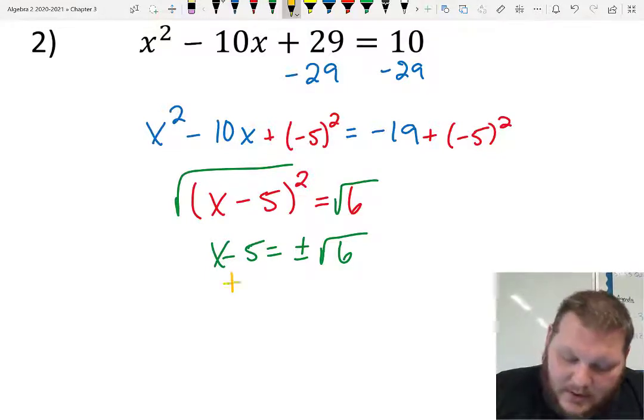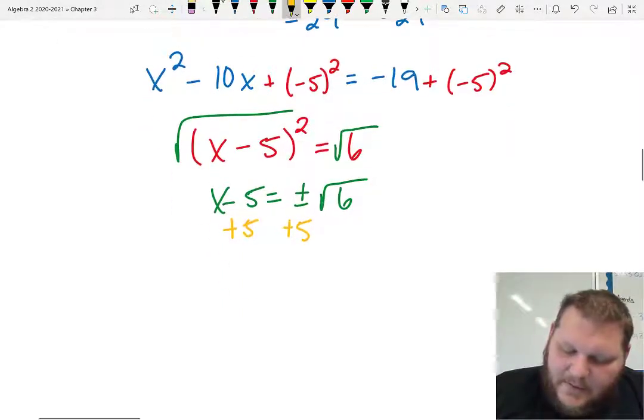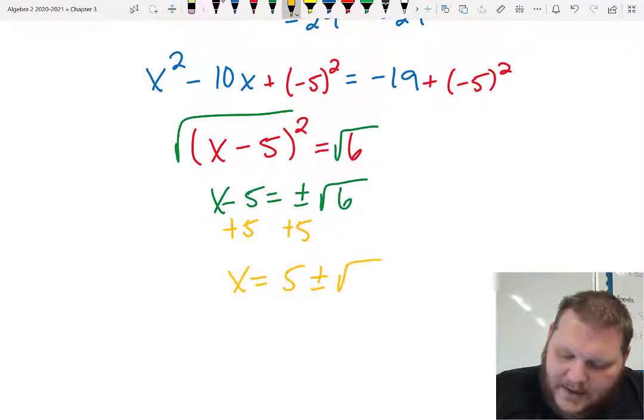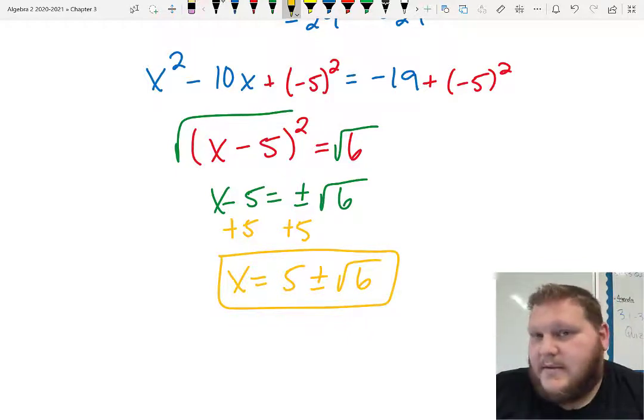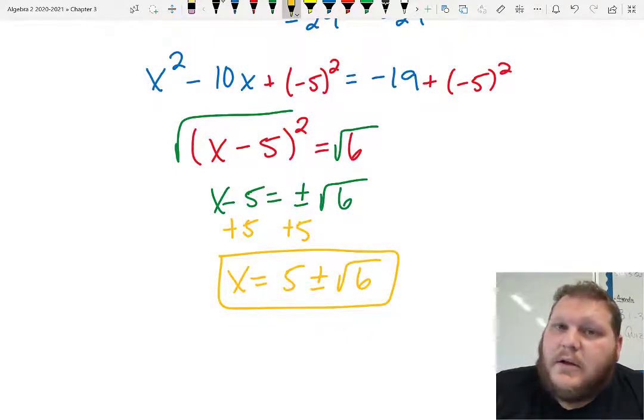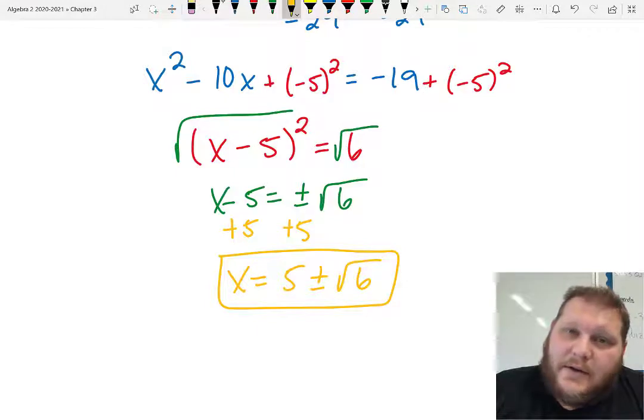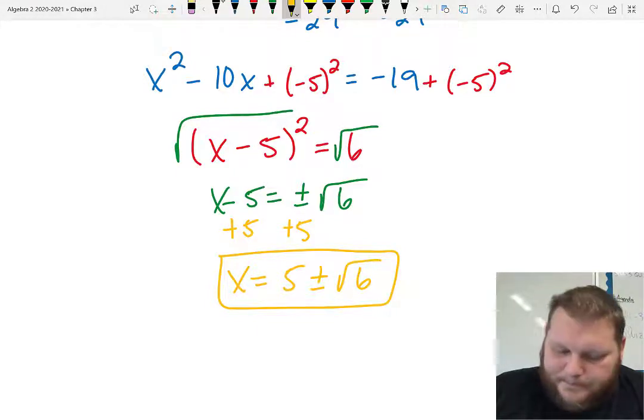If you wanted to, we could go ahead and just add 5 on both sides. Add 5 on both sides to get that x equals 5 plus or minus the square root of 6. And that would be totally okay for you guys to leave your answer as. You can leave it in radical form. You don't have to put it as a decimal unless I tell you directly or put in the instructions that you have to approximate it.